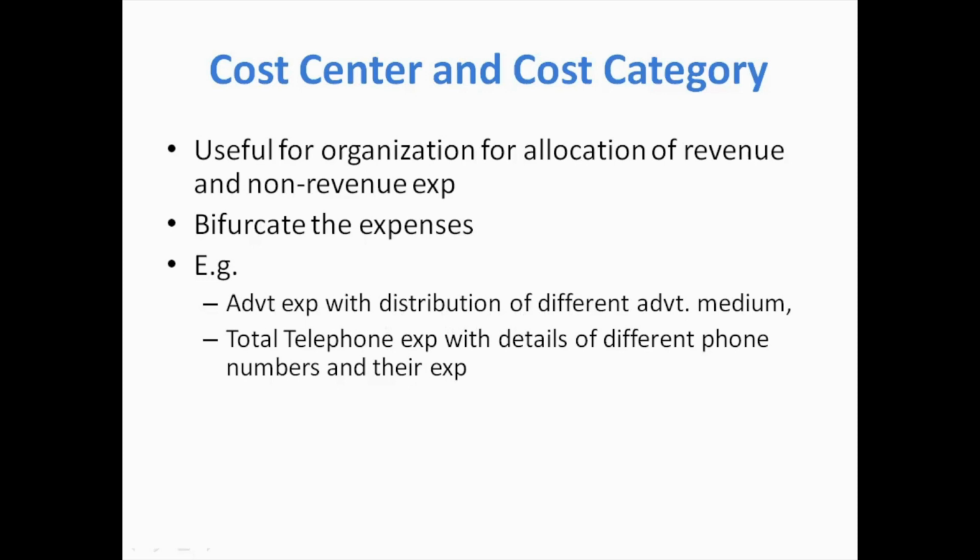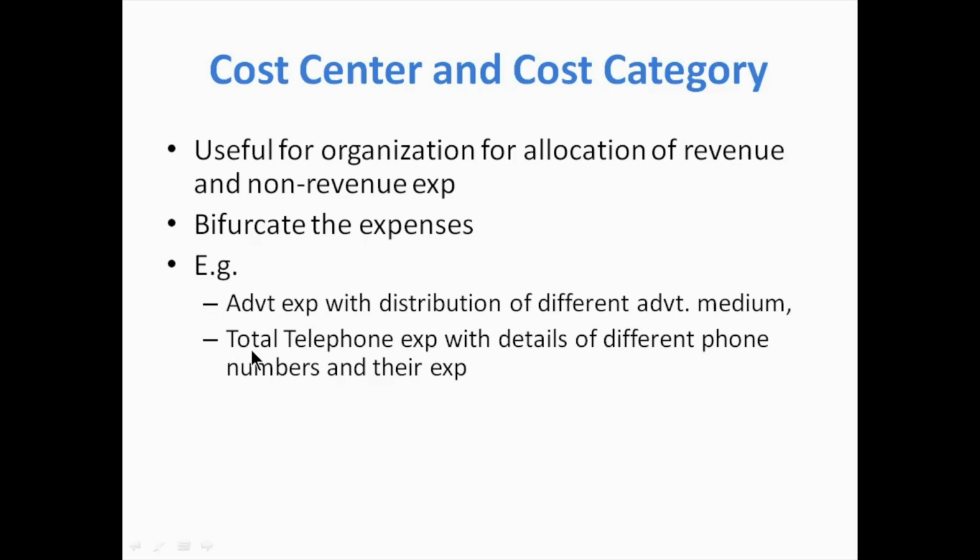Here we will enter the whole amount paid for all types of advertisement mediums, and then in the second screen we will give the bifurcation of the expenses on different advertisement mediums. It means for TV ads how much we have spent, for website ads how much we have spent. Like this we can give the bifurcation of total advertisement expenses in the second screen, which is known as cost center and cost category.